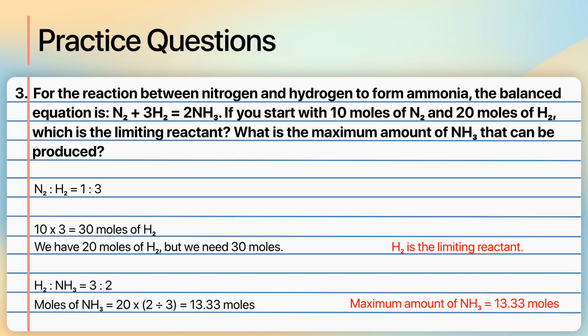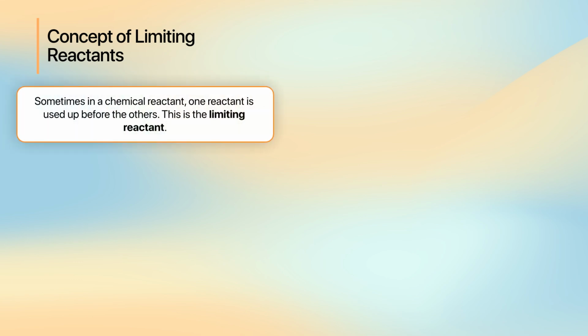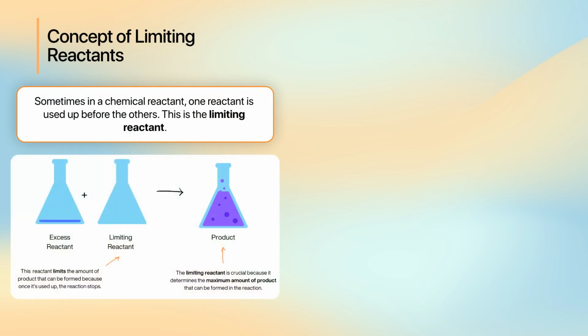This involves understanding the mole ratios from the balanced chemical equation, converting masses to moles when necessary, and comparing the required moles to the available moles of each reactant. In today's lesson, we delved into the concept of limiting reactants in chemical reactions. We began by understanding that in a chemical reaction, reactants are consumed to form products, but sometimes one reactant is used up before the others.